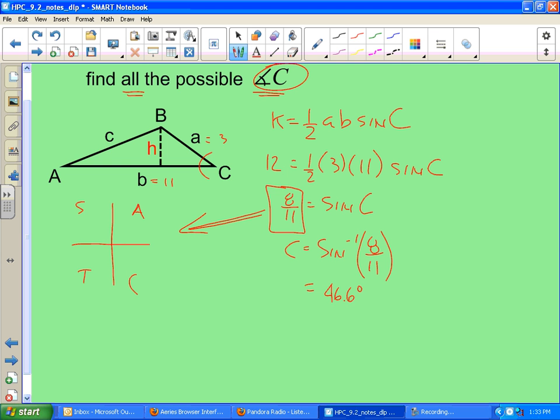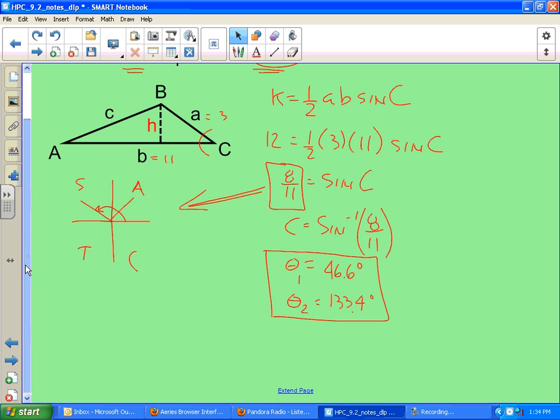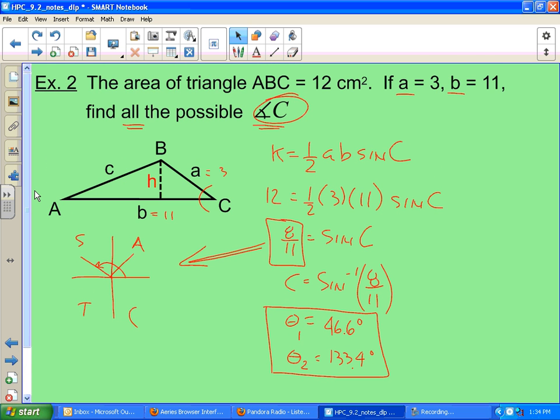You have two places where sine is positive, here and here. So we're looking for those two angles. By doing inverse sine the first time, we'll call that one theta 1 because it's quadrant number 1. That's your reference angle because it's less than 90. So I'd apply that reference angle over here, and then 180 minus that would be 133.4. Those would be my two answers. That could produce a triangle that has a 12 centimeter squared area and those given sides.